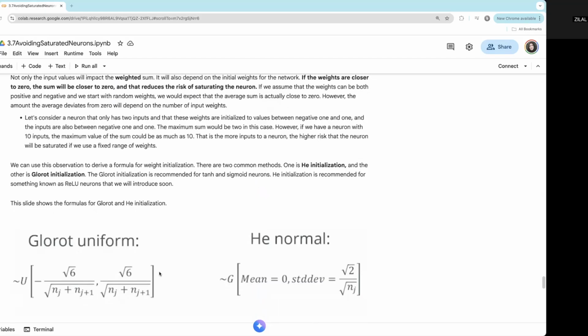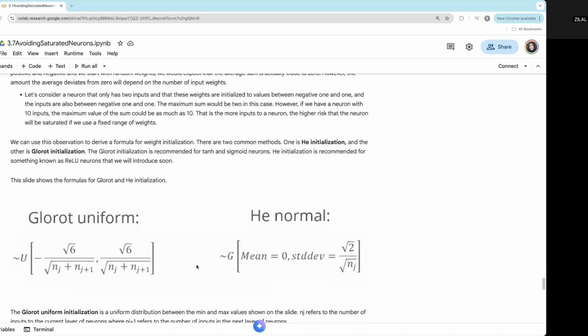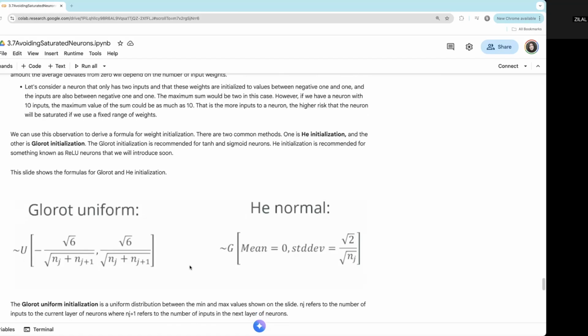However, the amount the average deviates from zero will depend on the number of input weights. Let's consider a neuron that only has two inputs and that these weights are initialized to values between -1 and +1. And the inputs are also between -1 and 1. The maximum sum would be 2 in this case. However, if we have a neuron with 10 inputs, the maximum value of the sum could be as much as 10. That is, the more inputs to a neuron, the higher risk that the neuron will be saturated if we use a fixed range of weights.